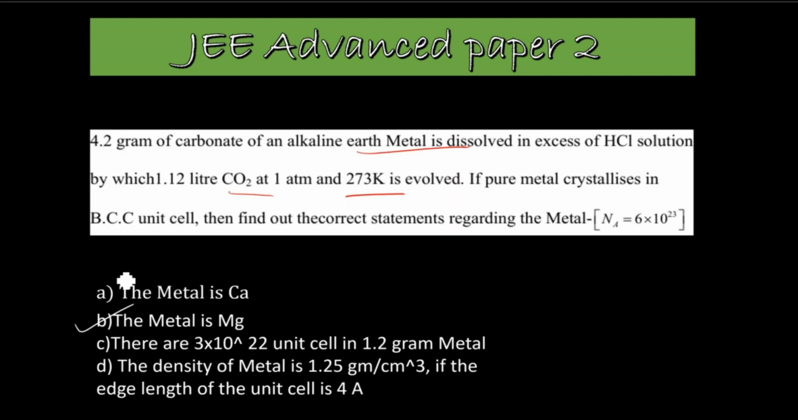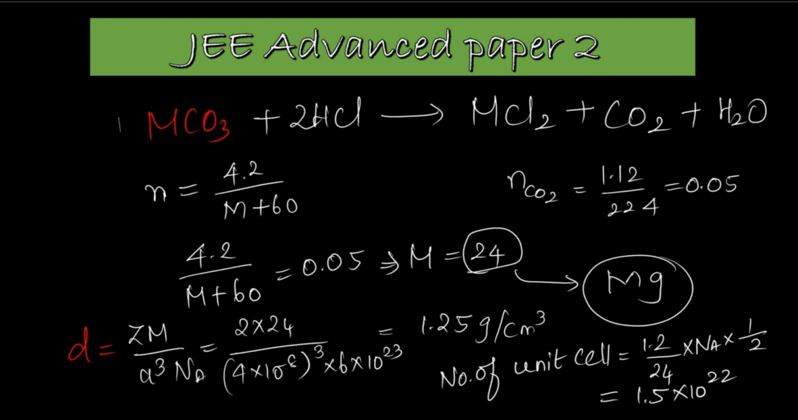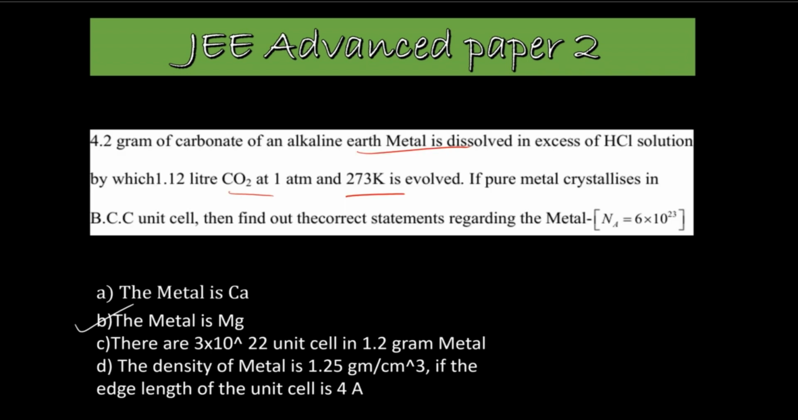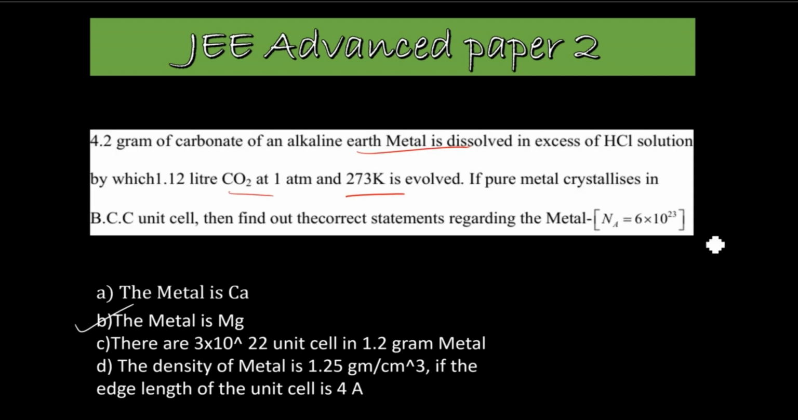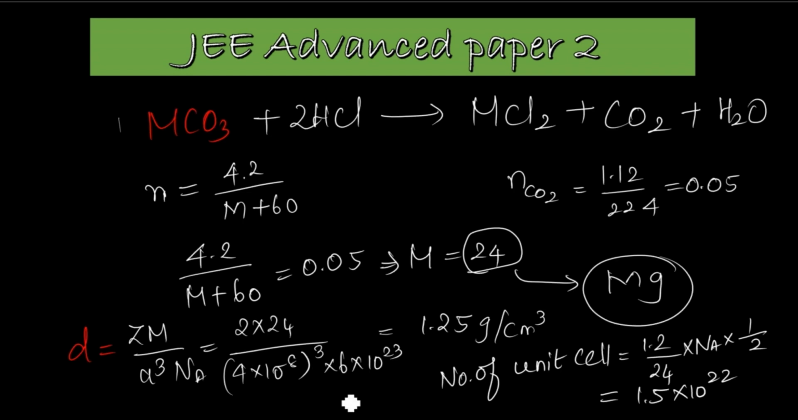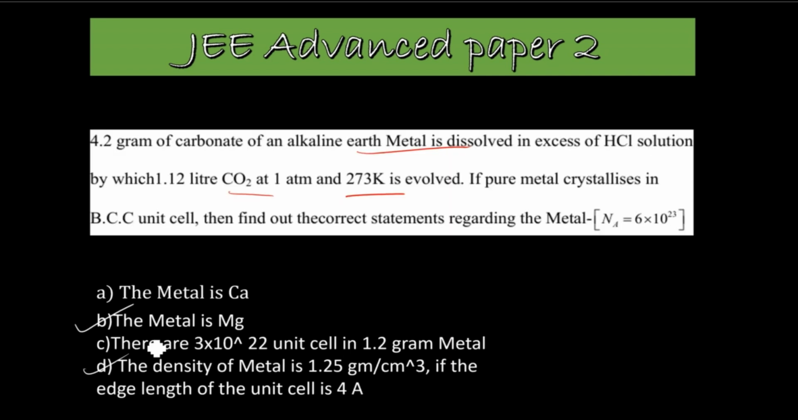So let's check out the options also. The metal is magnesium. There are 3 into 10 to the power 22 unit cells in 1.2 grams. That is not true. And the density of the metal is 1.25 gram per centimeter cube if the edge length is 4 Armstrong. That is right. Okay. So the answer to this question is B and D. So that's it for today.